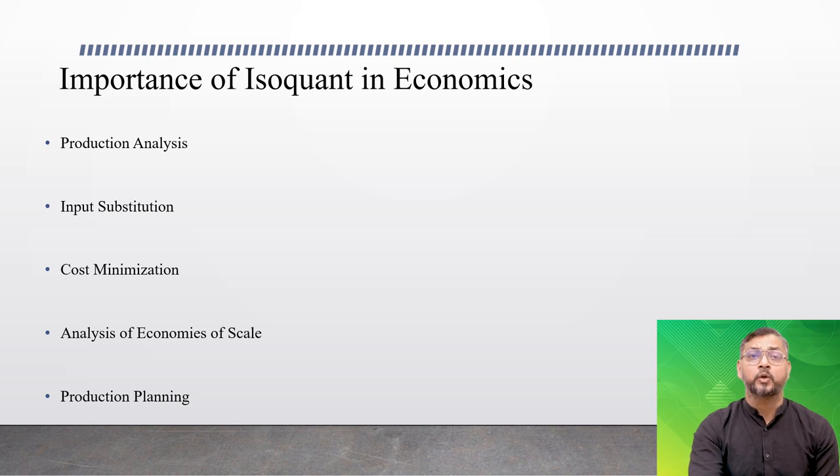Secondly, it also helps us in identifying how the output can be increased by proportionate change in factors of production. Thirdly, it also helps in utilizing the concepts of cost of factors of production for identifying the places where the producer will get the desired amount of output at the minimum cost. This is all about isoquants.